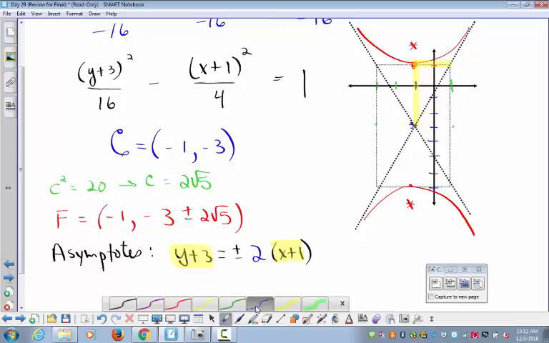Or we can look at the denominator here and the denominator here, and the rise will be 4. It's going to be the square root of 16. The run will be 2, the square root of 4. So under the y's for the rise, under the x's for the run. So we get 4 over 2 equals 2 also. That make sense? Any other hyperbola questions on that one?